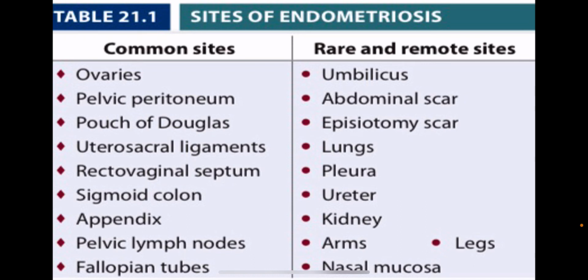Now we'll look into the rare and remote sites. They are umbilicus, abdominal scar, episiotomy scar, lungs, pleura, ureter, kidney, arms, legs, nasal mucosa. These are the rare and remote sites. The rarest site is the nasal mucosa, and the remote sites are lungs, pleura, ureter, kidney, arms, legs, episiotomy scars, abdominal scars and umbilicus.